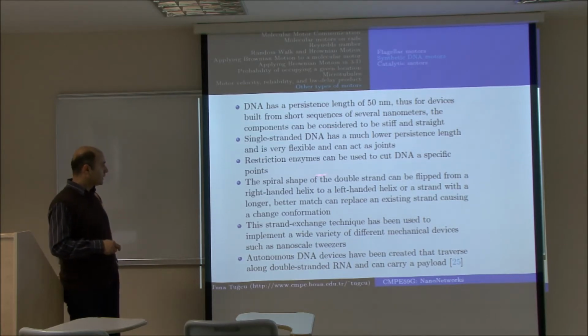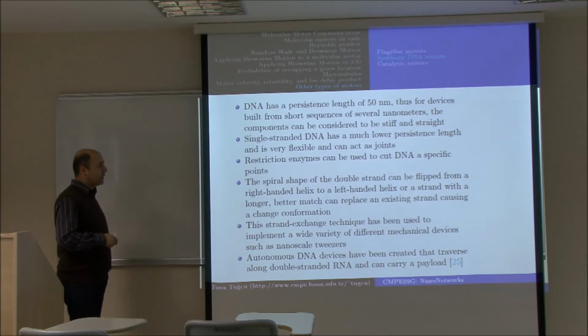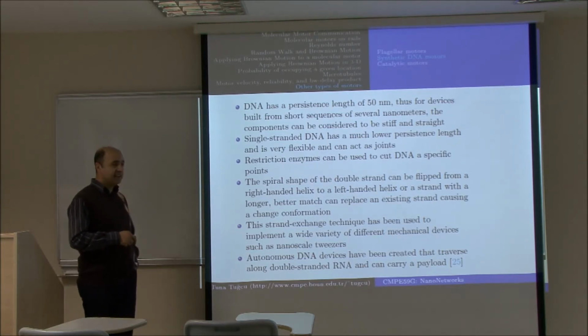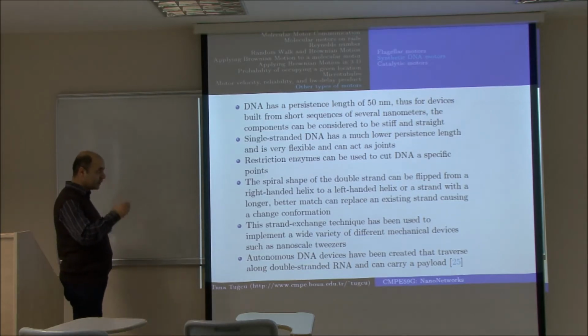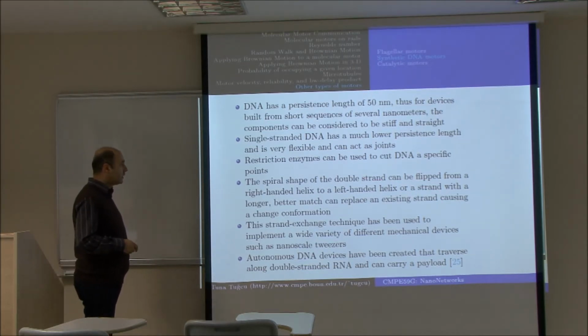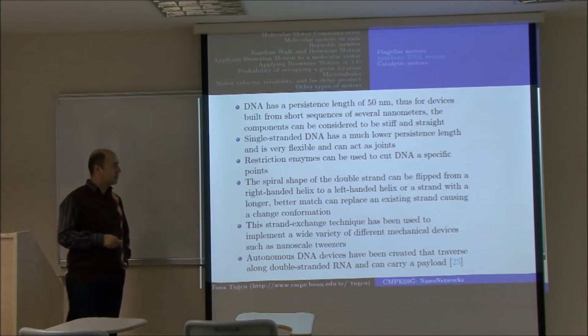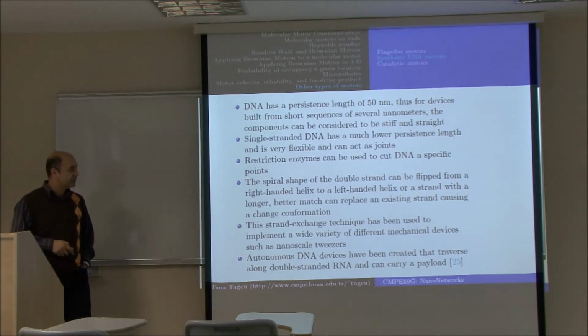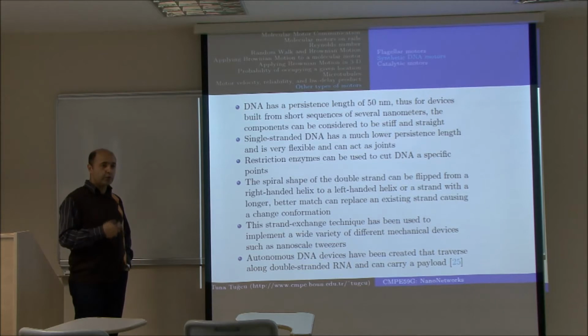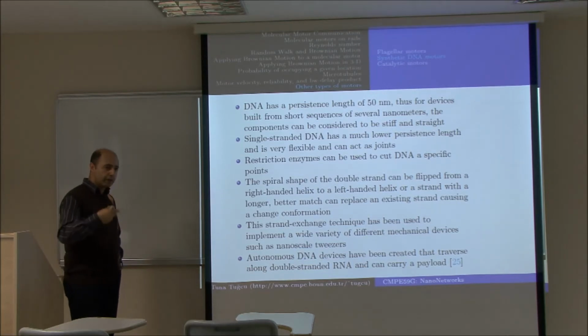Also, the spiral shape of the double strand can be flipped from a right-handed helix to a left-handed helix. You can change its rotation. A longer and better-matched strand can replace an existing strand, causing a conformation change, and that conformation change turns into a mechanical movement when necessary.